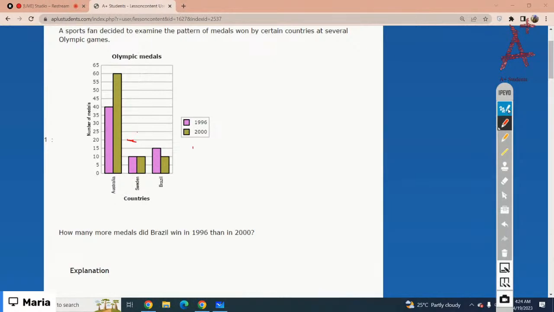Got it? So here is Brazil. This one is for 1996 and this one is for 2000. So for 1996, the value on the graph is 15. That means in 1996 they won 15 medals and in 2000 they won 10. So 15 minus 10 is 5. That means Brazil won 5 more medals in 1996 than in 2000. So it would be just 5. Got it? Let's just start with the test questions.